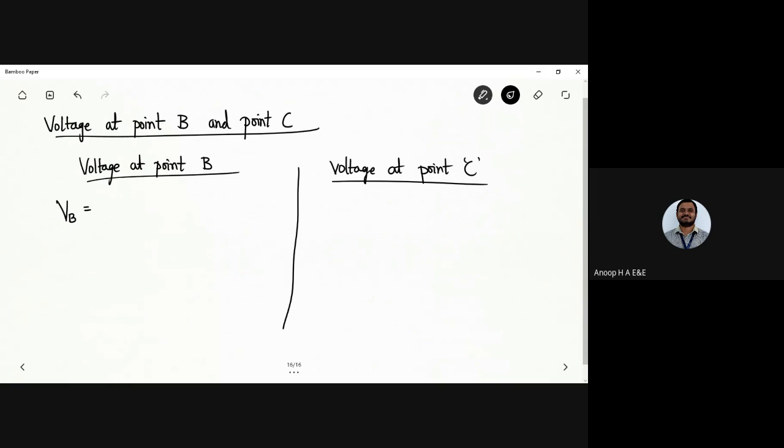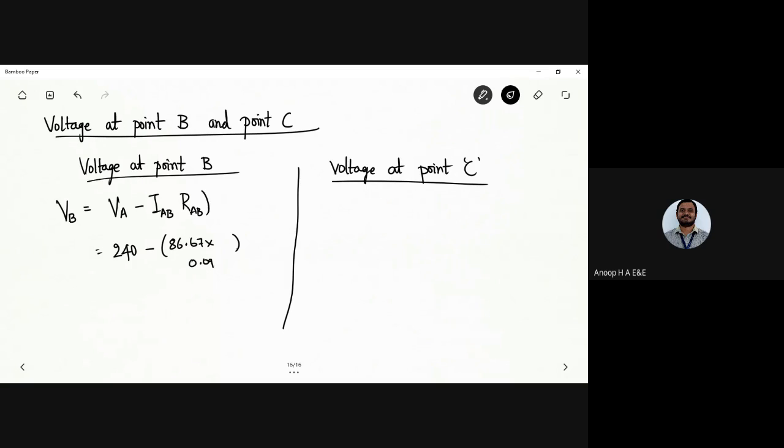VB would be equal to, how will I find it? VB, can anyone tell me? That is VA minus IAB into RAB. VA is the feeding voltage, 240, minus the drop IAB, which is 86.67, into RAB, which is 0.09. What is the answer?